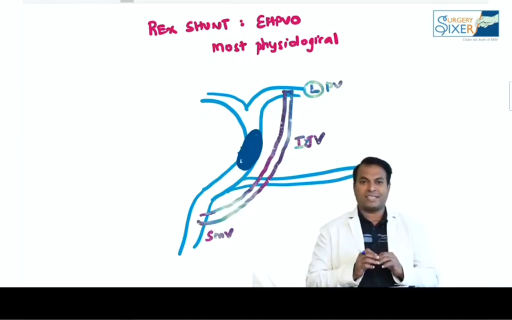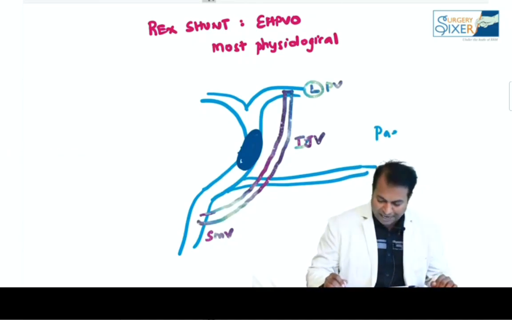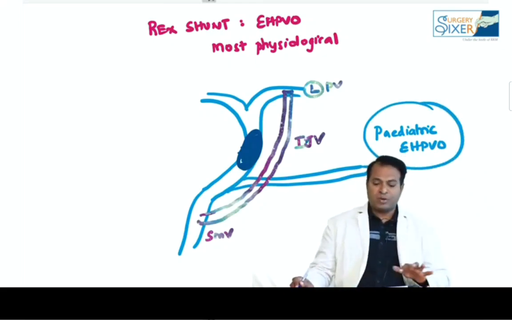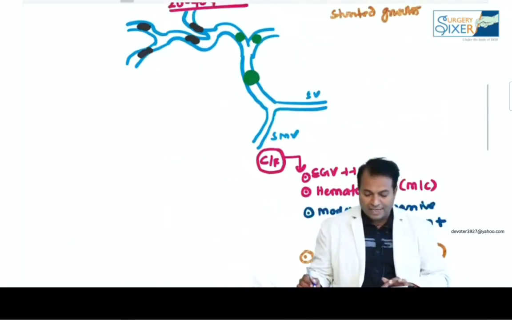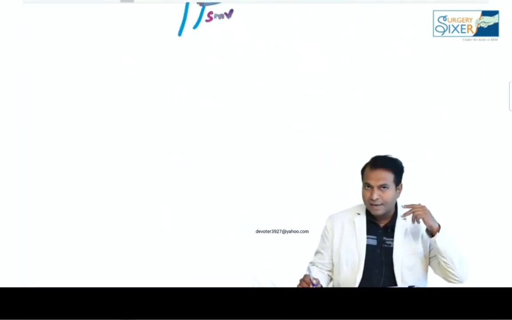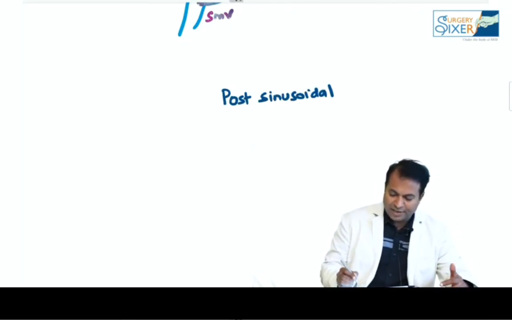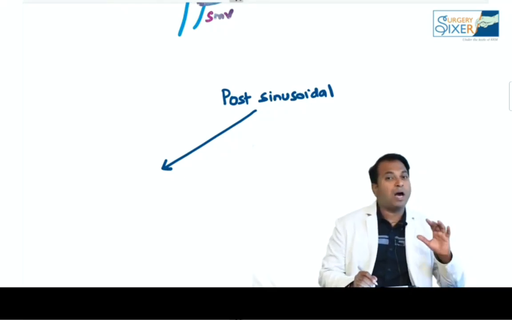It is one of the physiological shunts, and it is known as Rex shunt, usually done for pediatric cases. Pediatric cases of EHPVO, we do this shunt known as Rex shunt. Please don't forget this name, Rex shunt for EHPVO. So EHPVO and NCPF, please don't forget, these are two causes of pre-sinusoidal portal hypertension. Both of them will have normal liver, no ascites, normal liver function test. Okay. And now coming to post-sinusoidal causes. What are the post-sinusoidal causes? We discussed they are intrahepatic causes due to sublobular venules getting thrombosed.